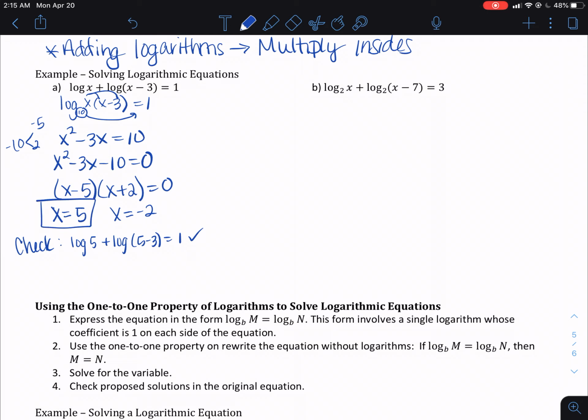And then our second one, log of negative 2. Well, right there, that's an issue. That does not exist, because we can't take the log of a negative number.